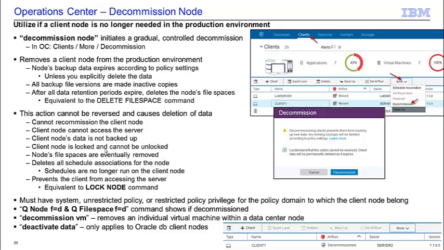We'll also delete all the schedule associations for that node, and no more schedules will be running against that client node. So this is kind of equivalent from the access level to issuing a lock node. We have additional pieces if you want to decommission a virtual machine. We have a decommission VM command, or if you want to decommission an Oracle database client, you can do a deactivate data.